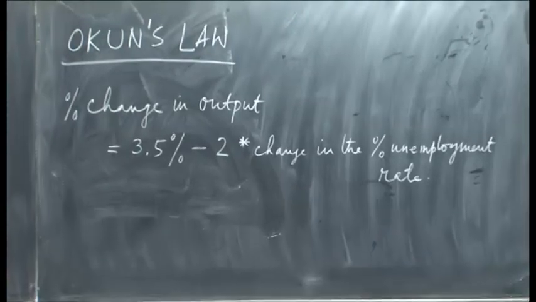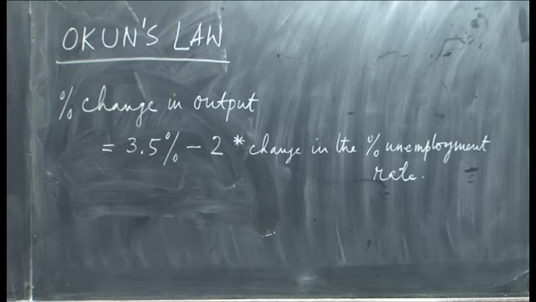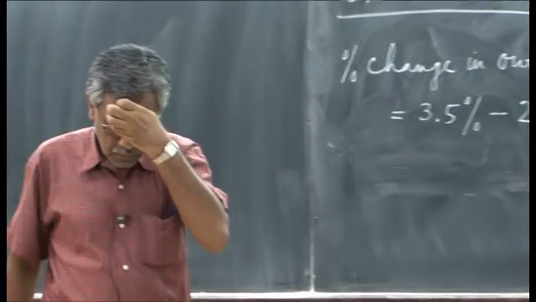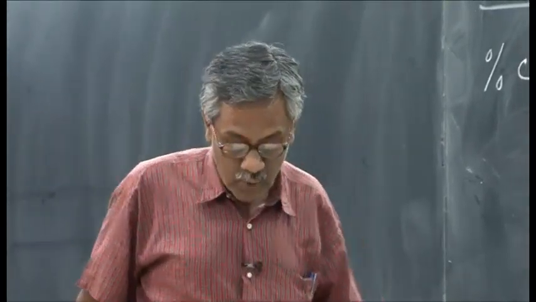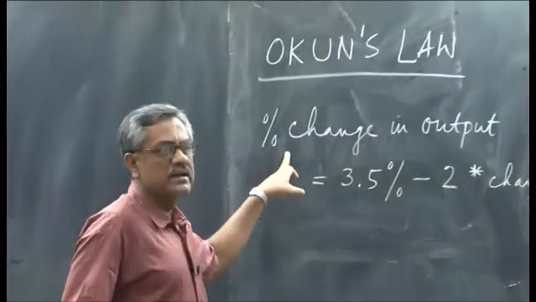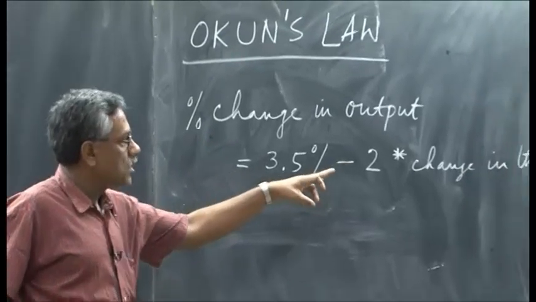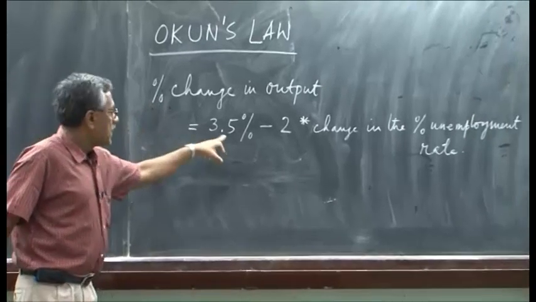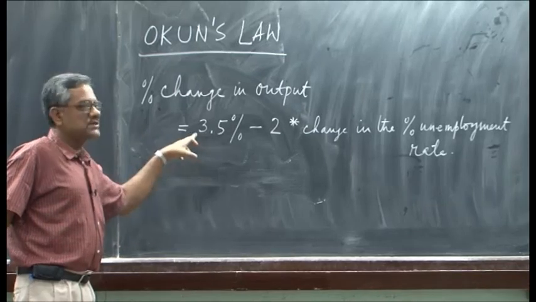So the percentage change in output that will take place in an economy, suppose the output growth rate falls by 2.5%. So the percentage change in output is minus 2.5%. Now you can solve for the change in the unemployment rate that will take place. Minus 2.5% minus, if you take this number to the other side, is minus 3.5%.